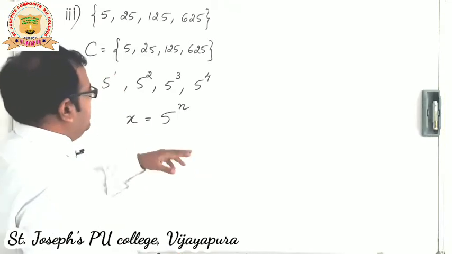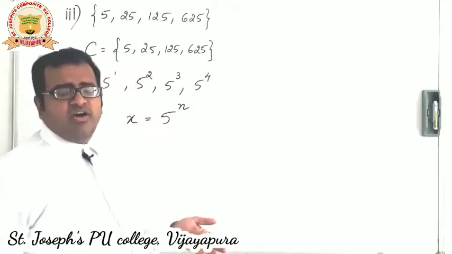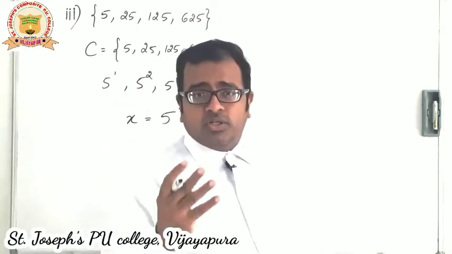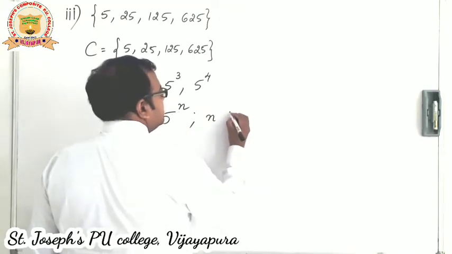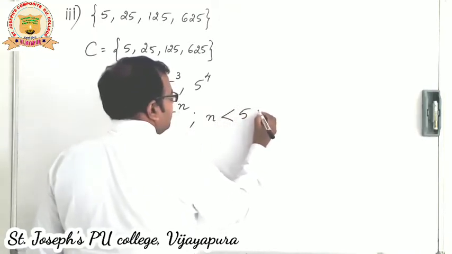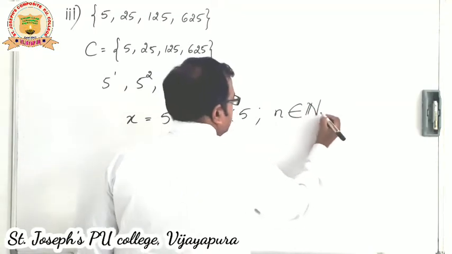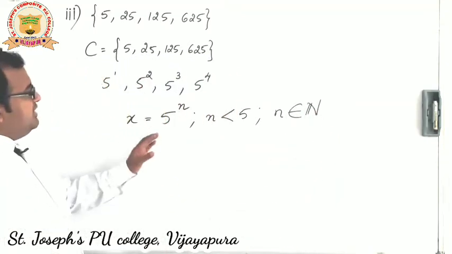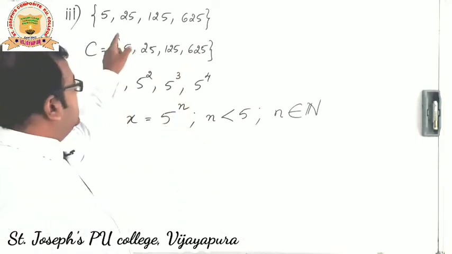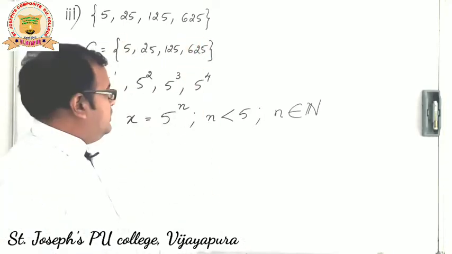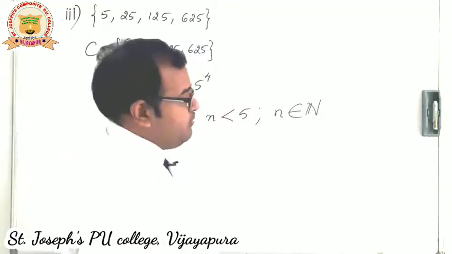So what about this n? They are 1, 2, 3, 4, meaning less than 5, strictly less than 5, or less than or equal to 4. So n is strictly less than 5 and n must belong to natural numbers. These are the 3 conditions that these numbers will have to follow. Here you can change it as, of course, n less than or equal to 4.